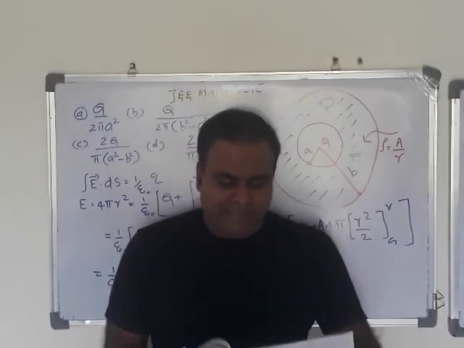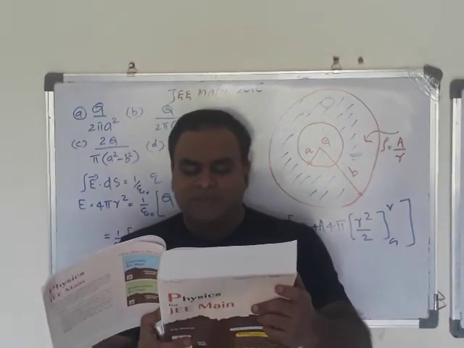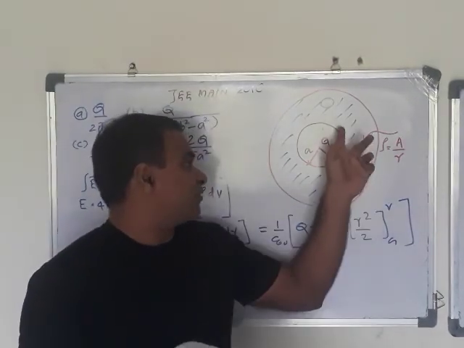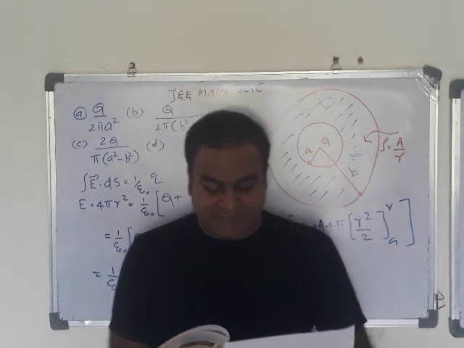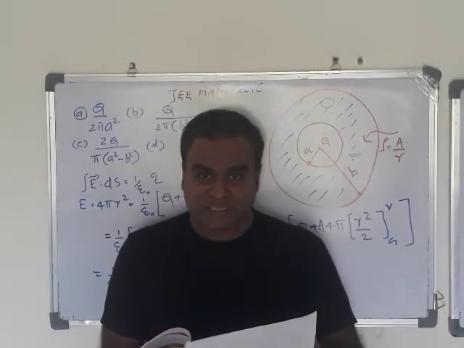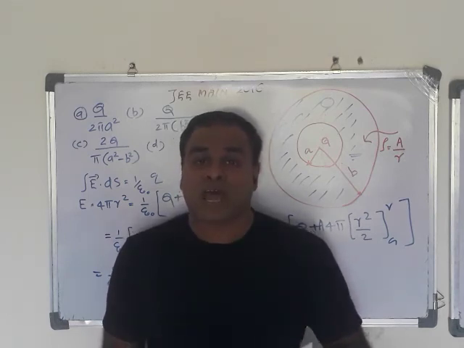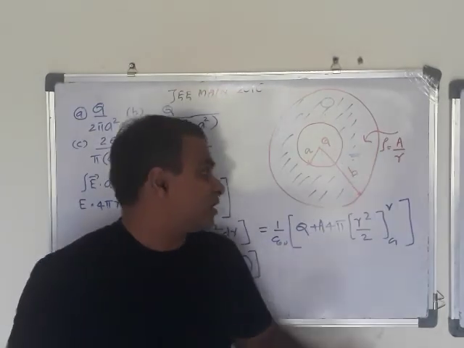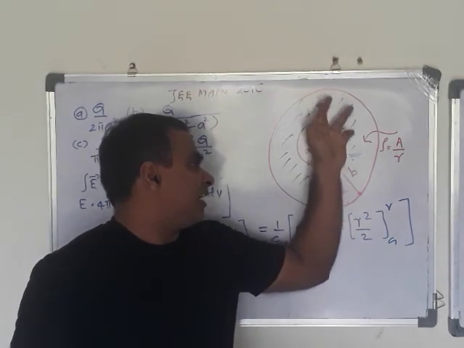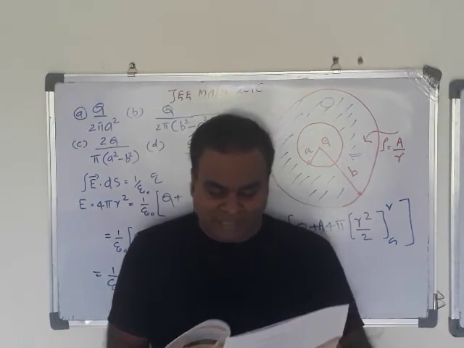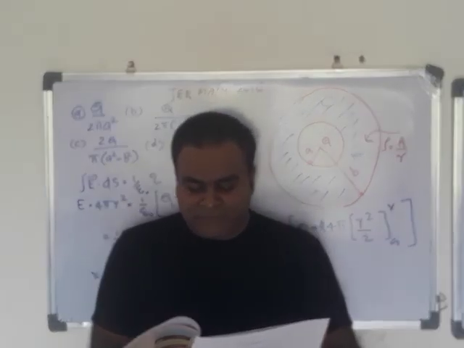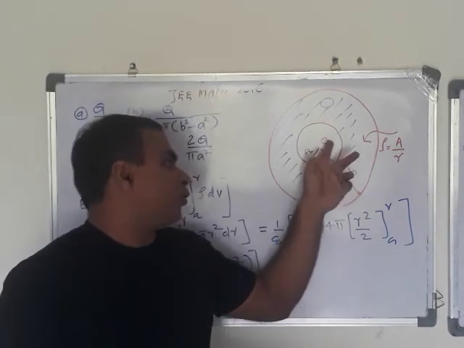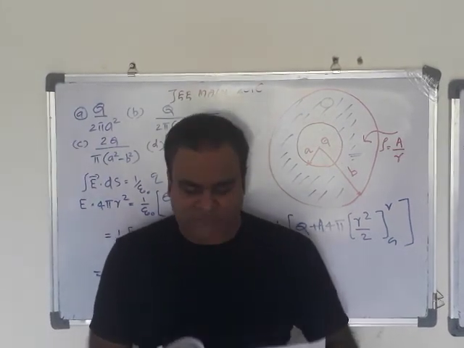Once again, the region between two concentric spheres of radii A and B is this one, the shaded portion between the concentric spheres. That region has a volume charge density rho equal to capital A by small r, where A is a constant and r is the distance from the center. If you consider a small area dA, then small r is a variable. Then at the center of the sphere there is a point charge q. It's very simple.